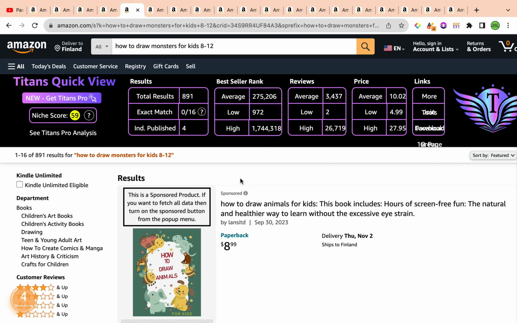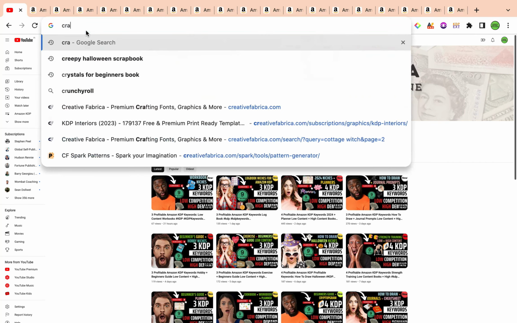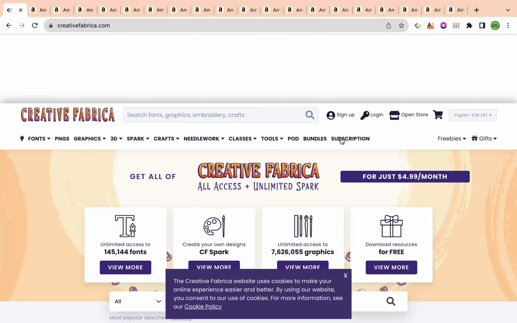And we have a strong keyword niche score of 59 and total results under 1000, which is ideal. The total results are 891. Average bestseller rank is 275,206, which is also good to see, because it is below 300,000. Also, we have a whopping number for the average reviews, 3,437, and the average price is sitting at $10.02. Now, that being said, let's head over to Creative Fabrica, and we're going to quickly have a look at some of the interiors that are available as well.